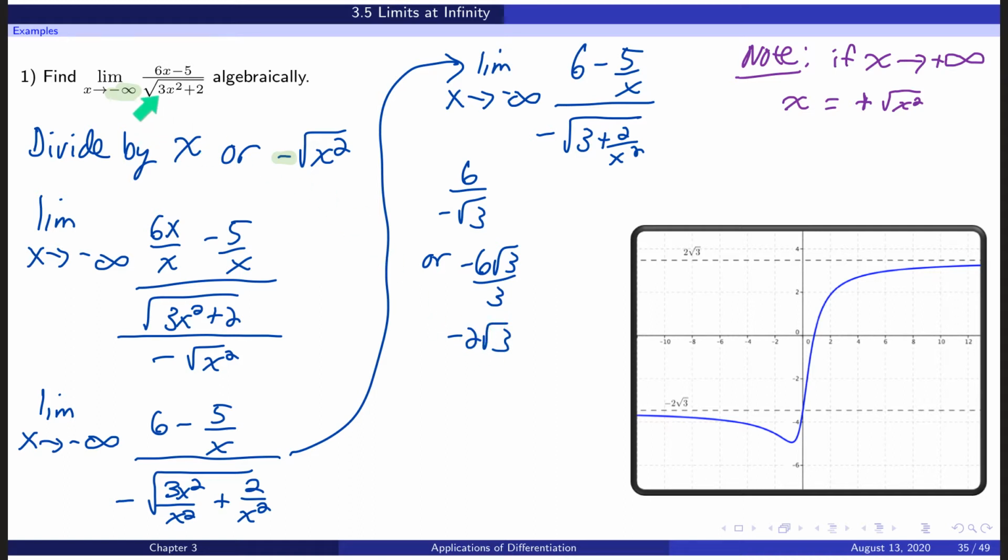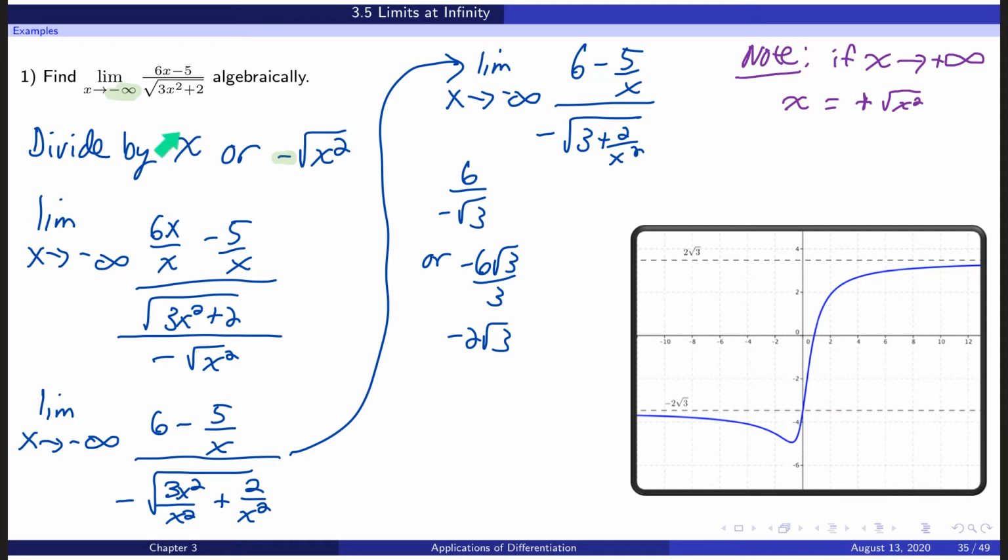To check it, you could type this into your calculator or in Desmos. And if I also graph some horizontal lines at 2 root 3 and negative 2 root 3, we can see that this function, as x approaches negative infinity, approaches negative 2 root 3. If the question had said, find the limit as x approaches positive infinity, then this square root of x squared term, we would use the positive version. So again, the difference is negative infinity means you need to make sure that this is negative. Positive infinity means you make sure this is positive.